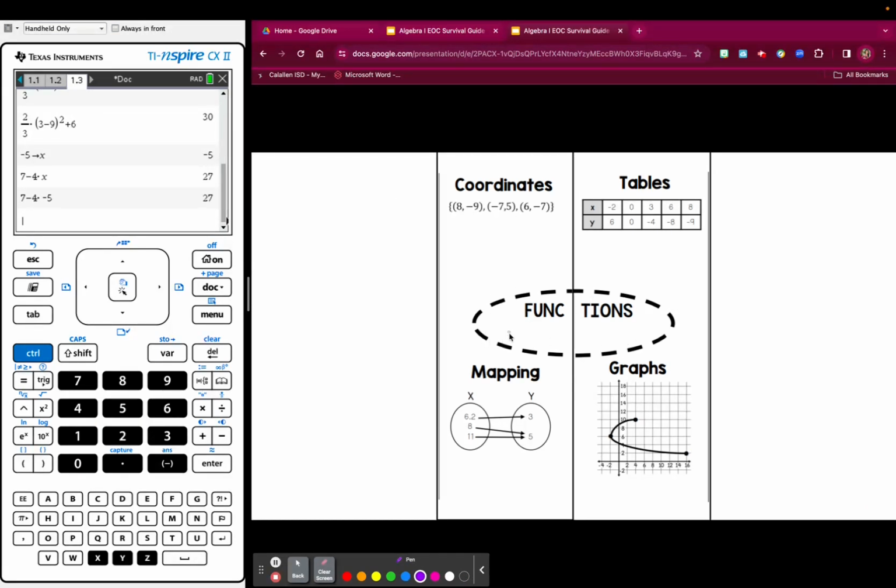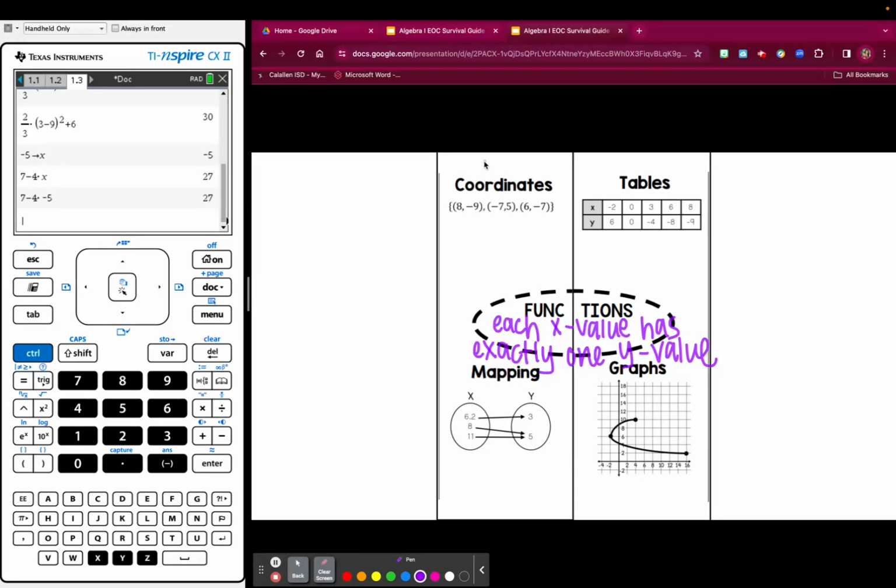So first off, a function is where each x value has exactly one y value. So today we're going to be looking at coordinates, tables, mappings, and graphs to determine if they are functions or not. So let's go ahead and start off by looking at coordinates.